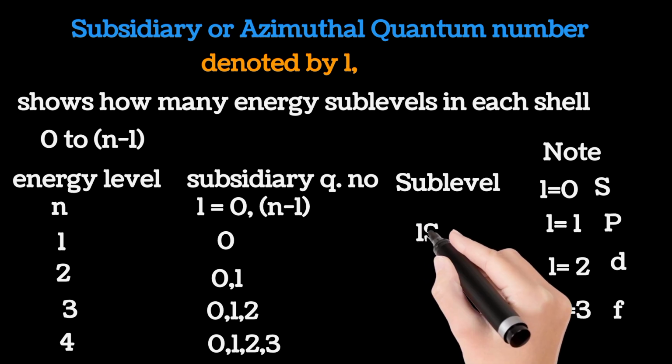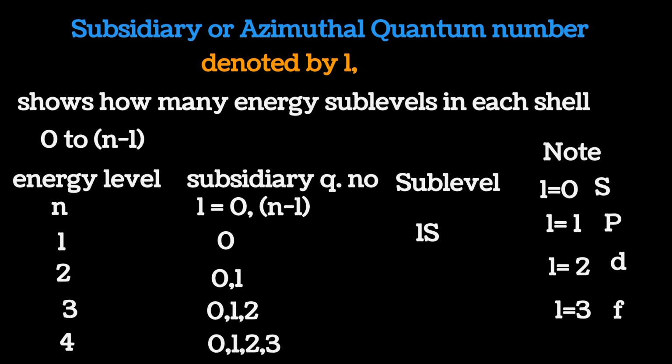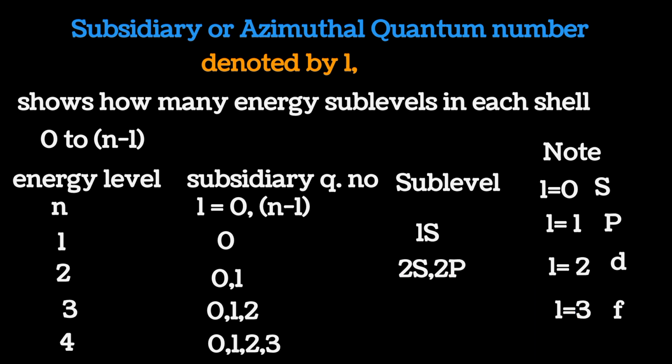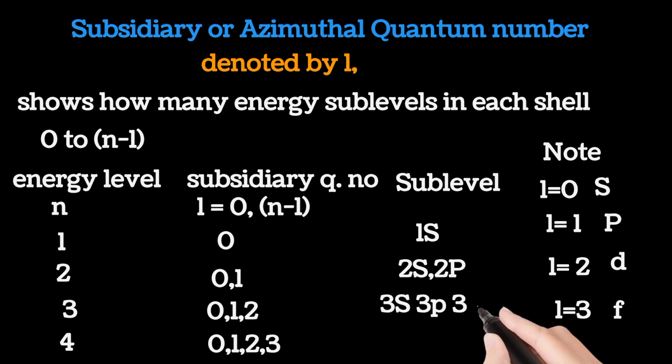Now, when you come to energy level 1, we have L equals 0. That means we have only one s, that is 1s in the first energy level. In energy level 2, we have 0 and 1, that means we have s and p, that is 2s, 2p. In the third energy level, 0 is s, 1 is p, 2 is d. That means we have 3s, 3p, 3d.